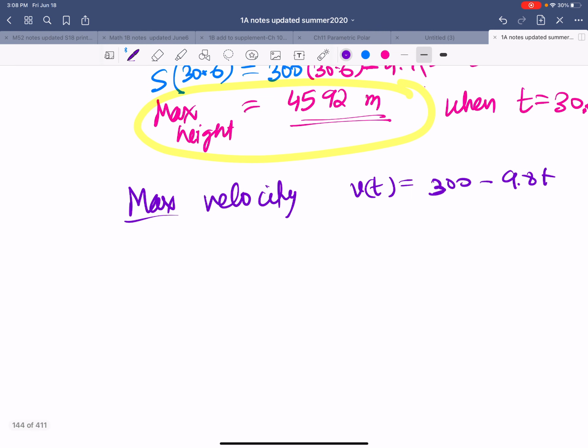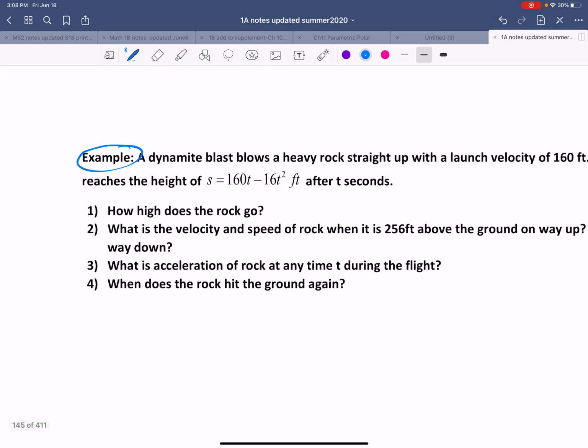So this function is going to have maximum velocity at the start, because time is always positive, so the function is actually decreasing. So maximum velocity is when time is 0. Maximum velocity would be 300 meters per second. That's when we actually threw it up in the air. After that, the velocity started decreasing.